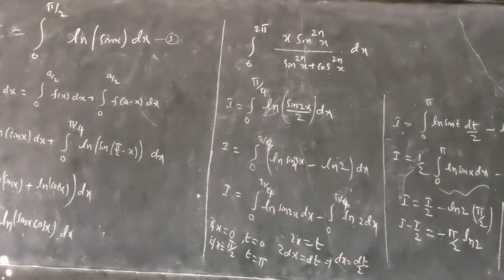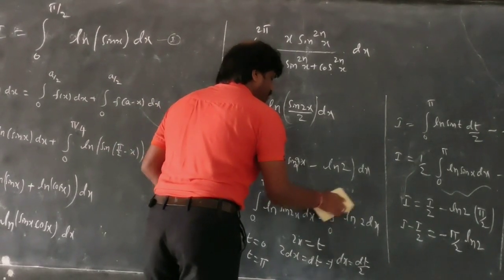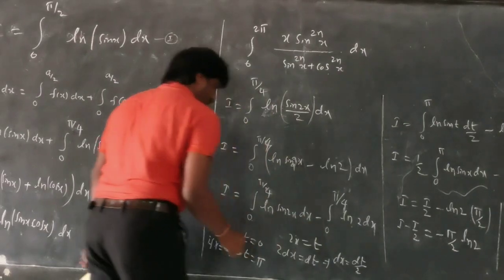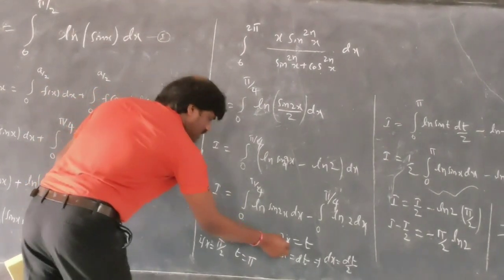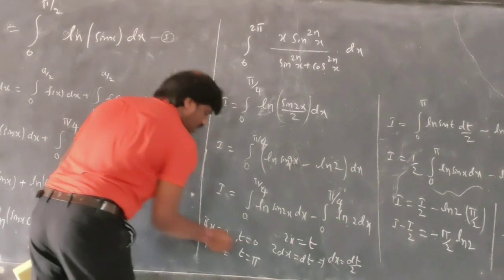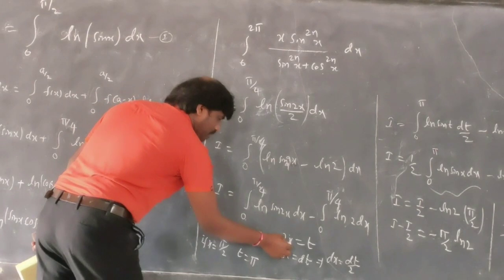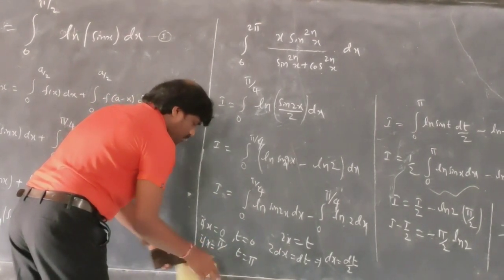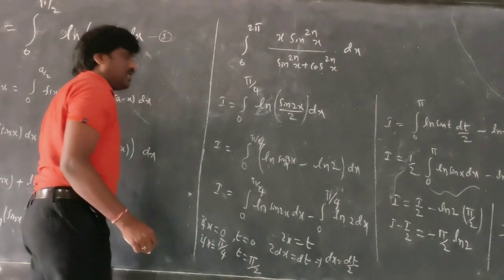Actually, by mistake, I did not see that. I felt it was pi, but it is pi by 4. Okay, then if it is pi by 4, when I am substituting x equal to 0, you get t equal to 0. When I am substituting x equal to pi by 4 here, I have to substitute pi by 4, then I get pi by 2.